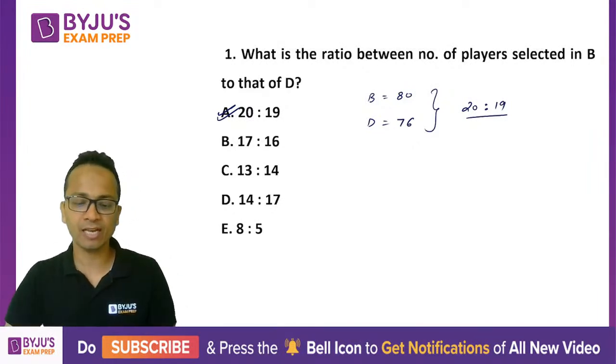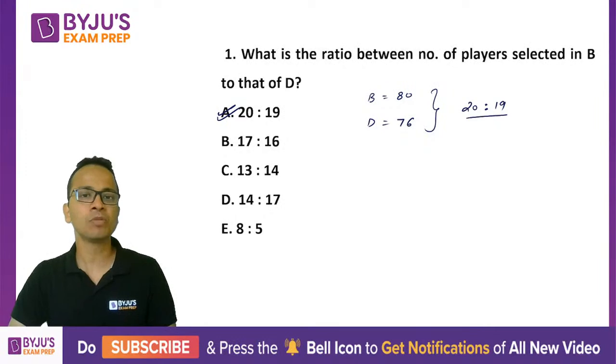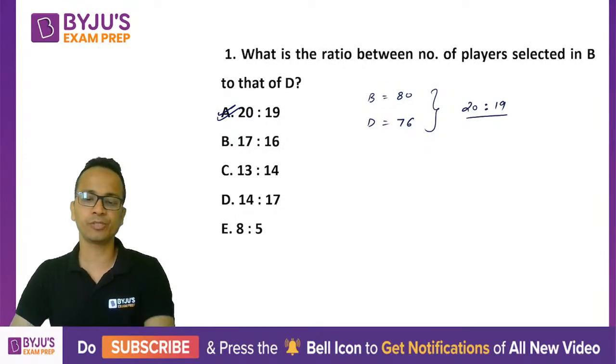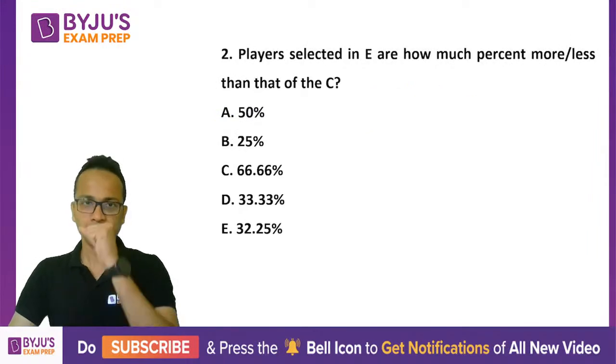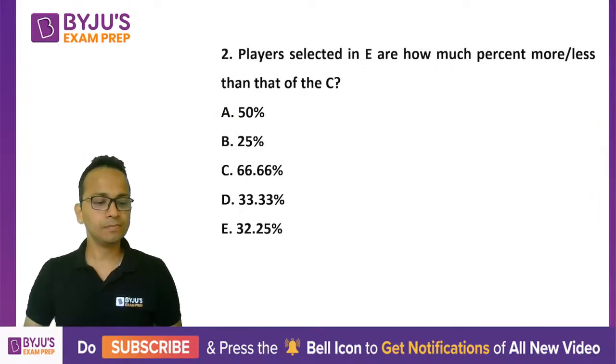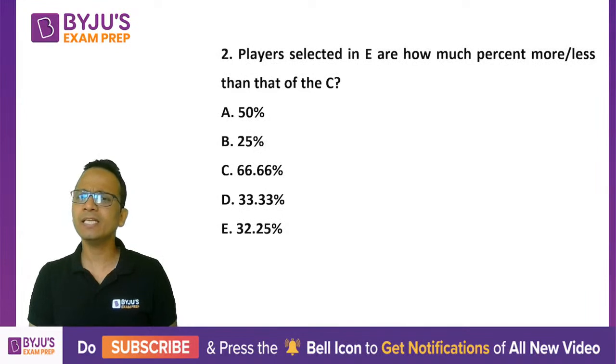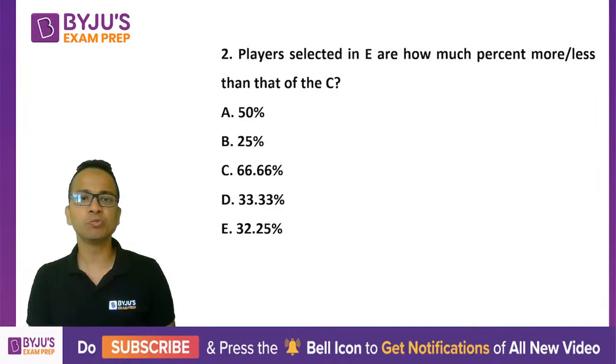Be careful with the calculations. You already know all the values, just need to work on these values. Okay. Now question number 2 related to this set. Players selected in E are how much percentage more or less than that of C?